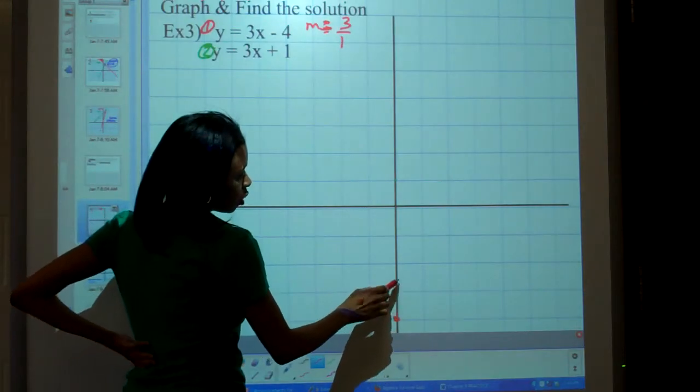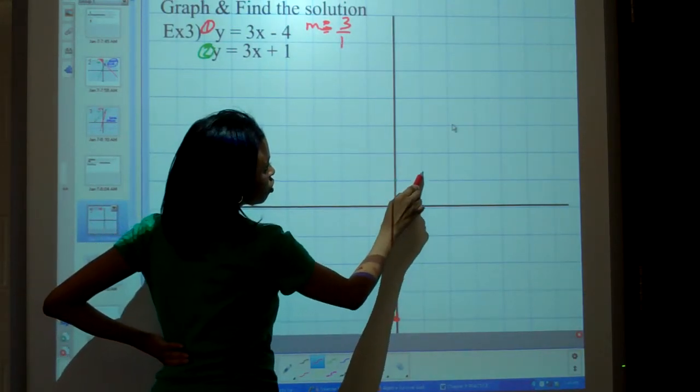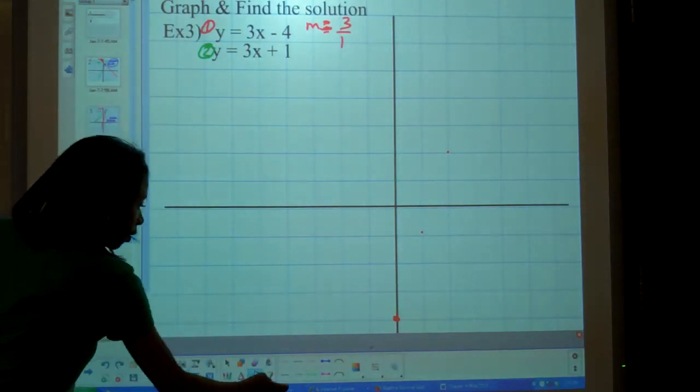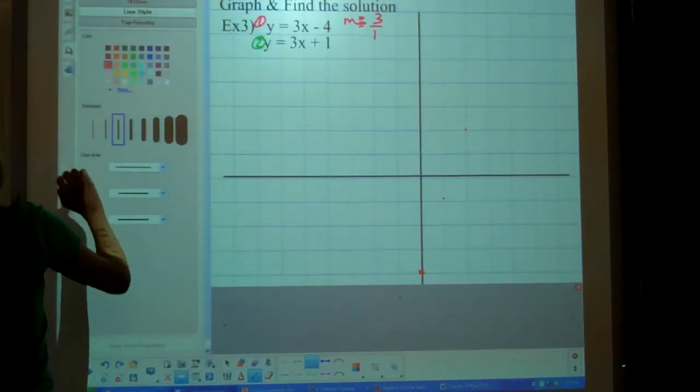So I'm going to rise up 1, 2, 3, run 1. Rise up 1, 2, 3, run 1. Okay, and then I'm going to quickly put my arrowhead in for this one.